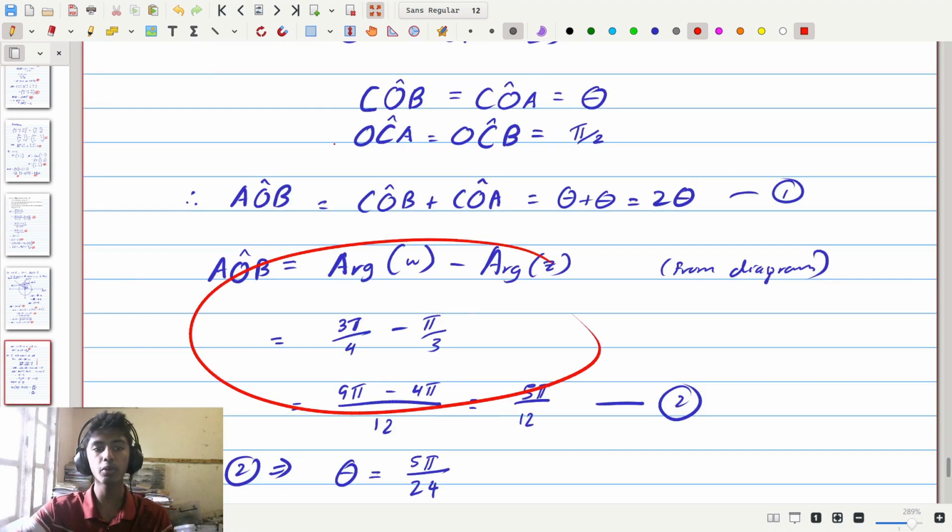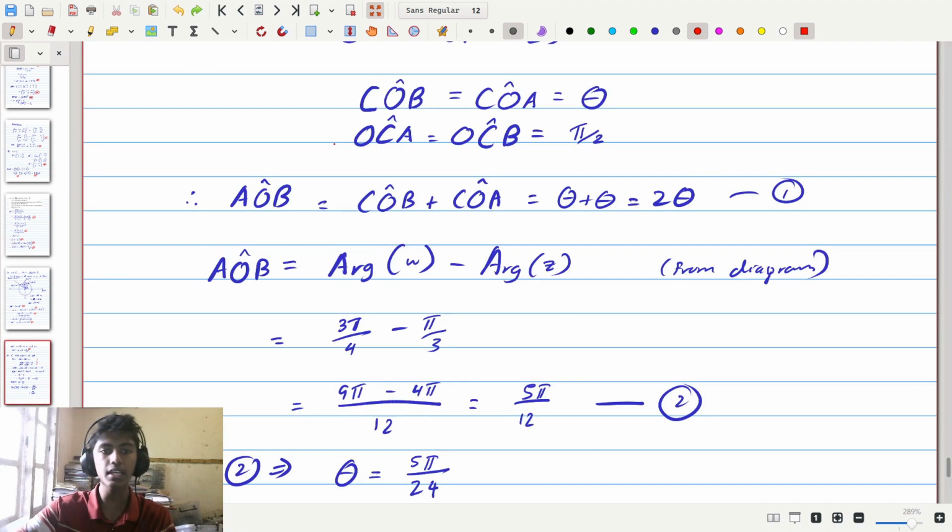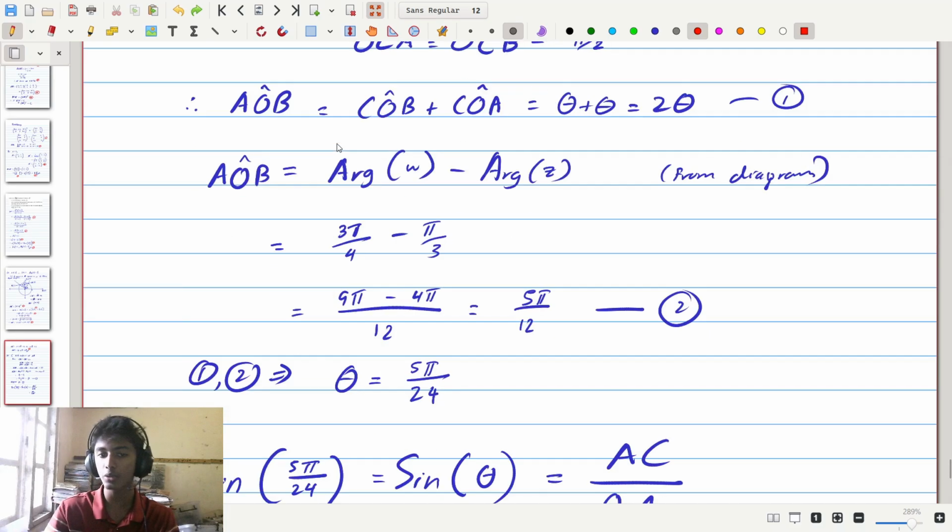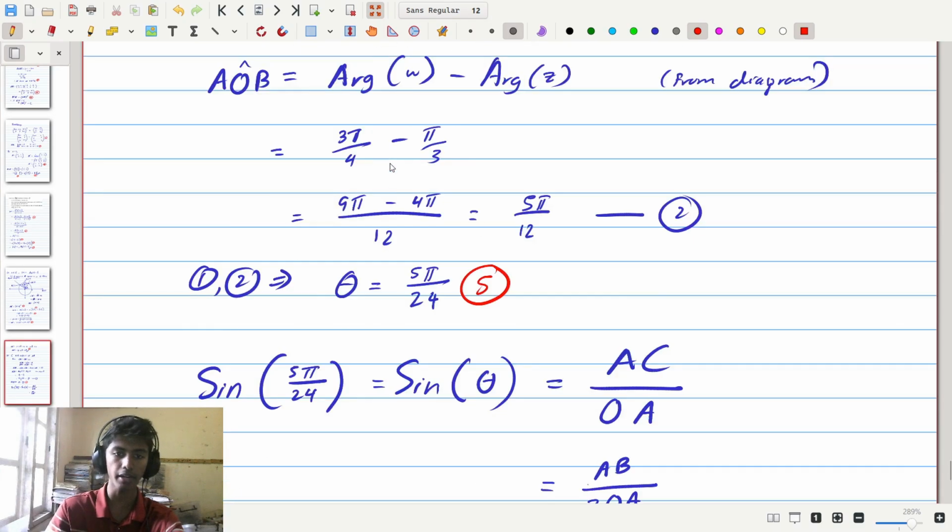Now, for the final part, when you do all of this trigonometric stuff right here, when you finally get this bit where you realize that the angle AOB is equal to arg w minus arg z, which you get to simplify down to 5 pi by 12 and conclude that the angle theta therefore must be equal to 5 pi by 24, you get 5 marks. So you need to establish the geometric connection between the value 5 pi by 24 and the actual arguments of the two complex numbers z and w and their relationship with the diagram.